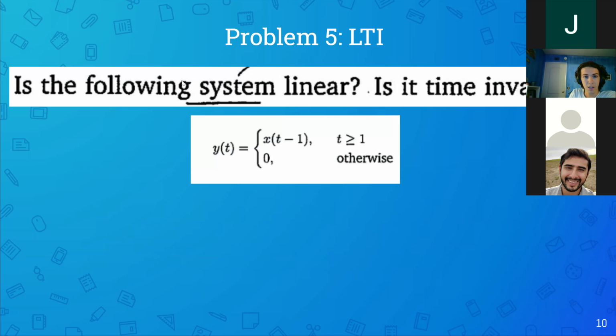Okay. Yeah, we'll just keep going forward. Is the following system linear? And is it time invariant? Go ahead and think about this one for a bit. As soon as you have an answer, type it in the chat if you'd like to.